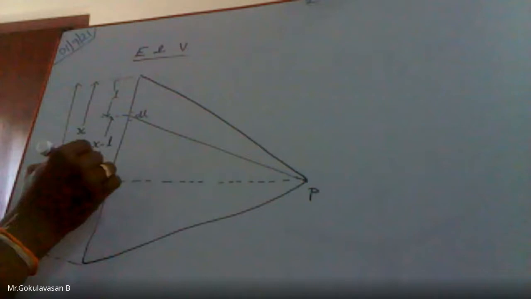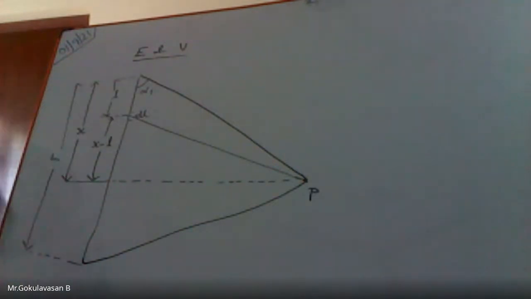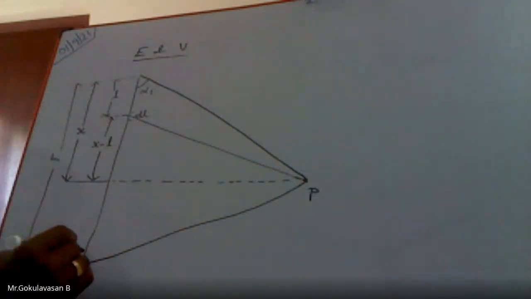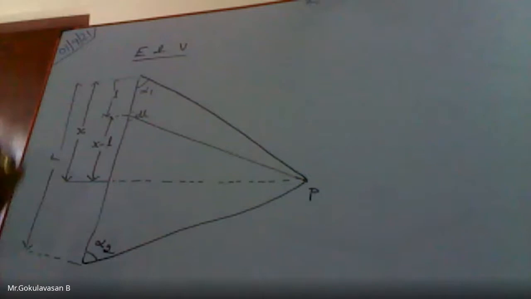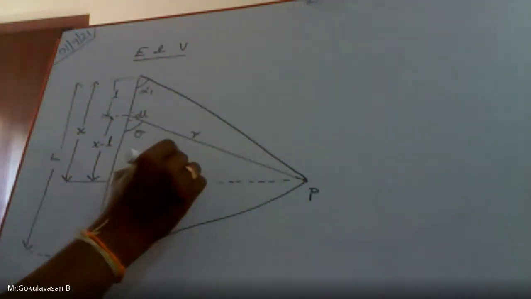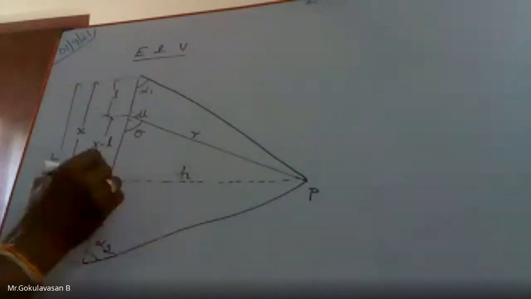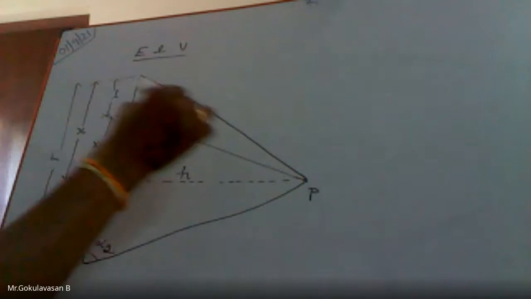I am going to consider two angles. This angle I am taking as alpha 1, and this angle as alpha 2, and this angle I am taking as my theta. And this distance is h, so from this point to P it is h, and from here to P I am going to take it as r. So this is my P point actually.